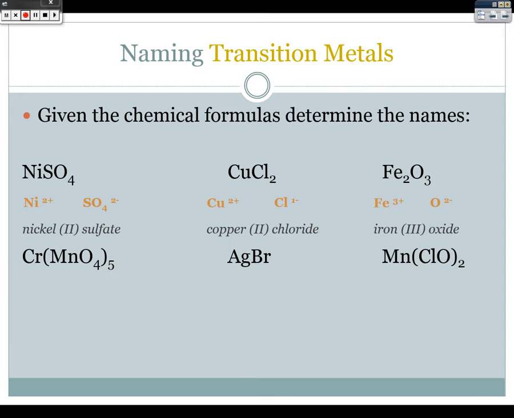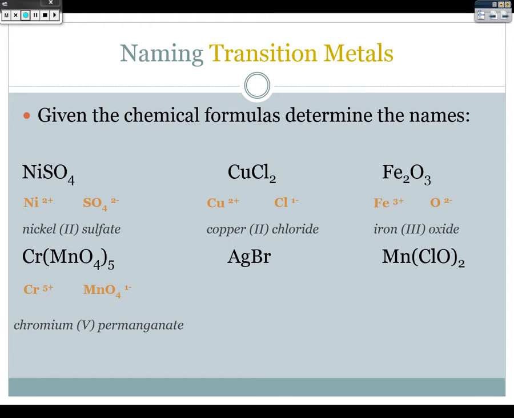So let's do another set. Chromium permanganate. Okay? So we've got chromium and we've got permanganate. Permanganate is a 1 minus, but I needed 5 of them, so I have a total 5 minus, so that chromium must be a 5 plus. So chromium is going to be a 5 plus, permanganate's a 1 minus, so this is chromium 5 permanganate.